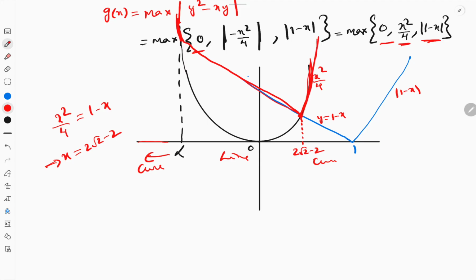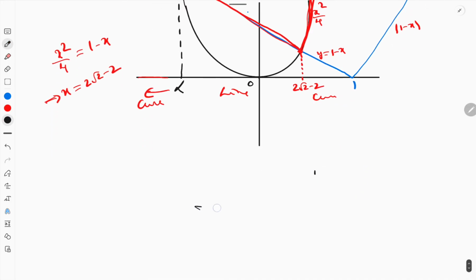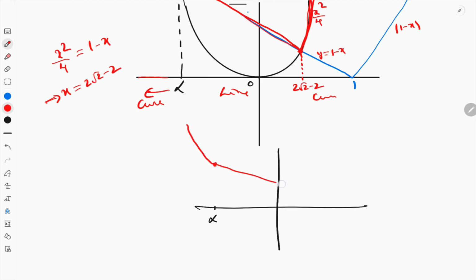So this is the graph of g. Roughly, it will look like this. Up to alpha, it is a curve. From alpha to this point, that is 2 root 2 minus 2, it is a straight line. Again after that, it is a curve. So this is the rough graph of g.